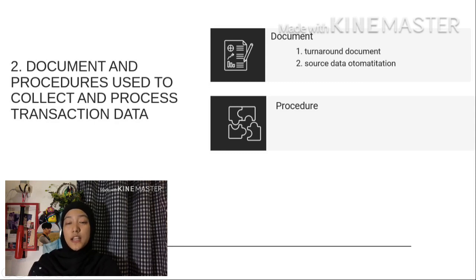First is document. There are 2 types of document. First is turnaround document. What is the turnaround document? Turnaround document is the output of the company to an external party, which often adds data into the document, then returns to the company as a document input. 2 is automatic data source automation. It takes the transaction data in machine-readable form from the time and place of origin. Some examples are ATMs used by banks, point of sale scanners used in retail stores, and barcode scanners used in warehouses. B is procedure. What is procedure? Procedure is a set of actions that is an official or accepted way of doing something.